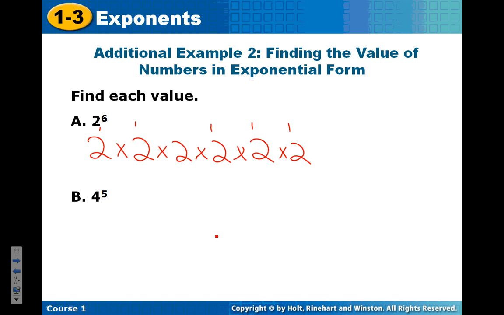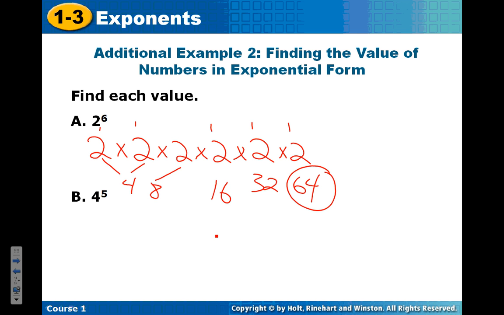Okay. So when it says find each value, I have to find the value. I have to multiply that out, don't I? 2 times 2 is 4. Times 2 is 8. 16. Then we got 16 over here. 32. 64. Okay.